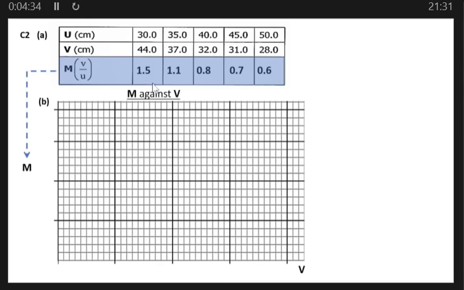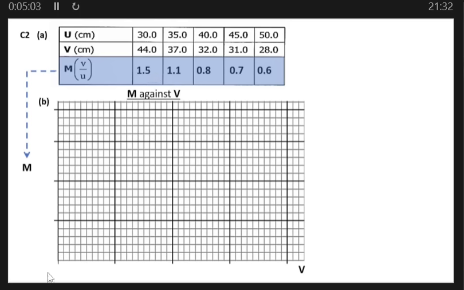So this simply means that the values we are going to put here, we should choose a scale that must be able to accommodate all the values that we have here. Since we are beginning with the smallest value, which is 0.6, our graph can start with 0. And since our largest value is 1.5, our scale can end at 1.5 or 2.